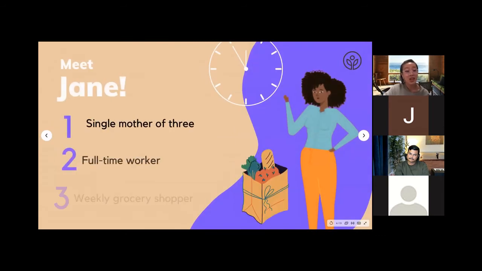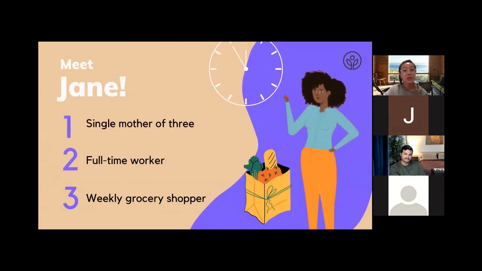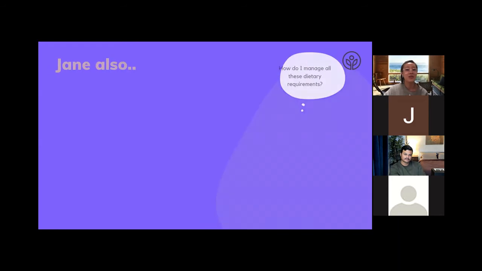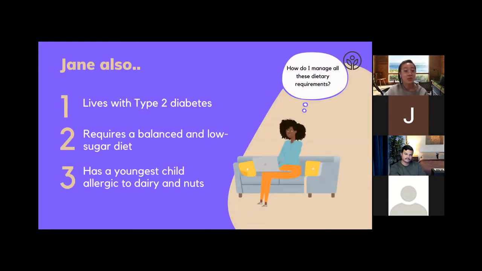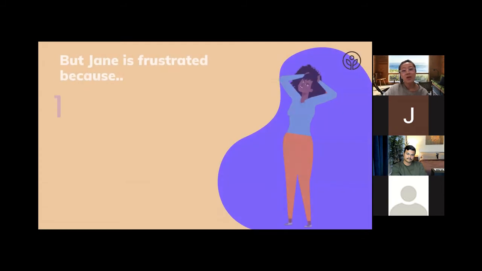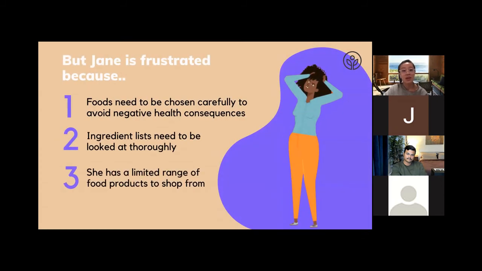Meet Jane. Jane is a single mother of 3, a full-time worker, and a weekly grocery shopper. Jane also lives with type 2 diabetes, which requires a well-balanced and sugar-free diet. She also has a daughter with severe dairy and nut allergies. All these dietary requirements make it very difficult for Jane during her weekly grocery shop. Jane has to be very cautious of what she buys because she can't risk a diabetic or allergic episode. This means that she needs to look thoroughly at food ingredient lists each time.